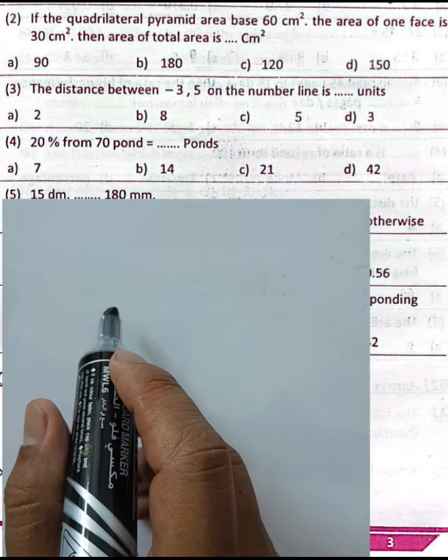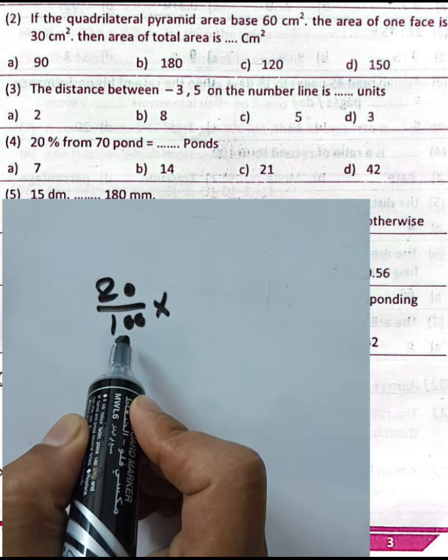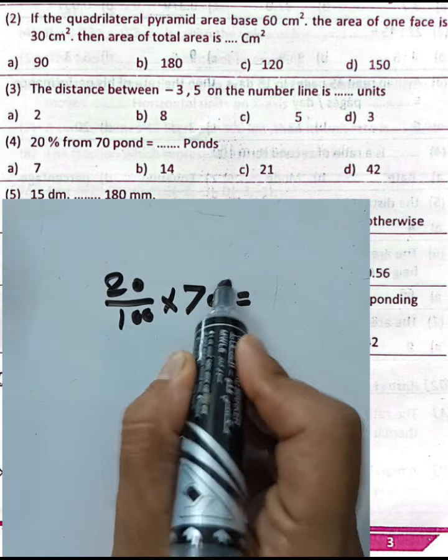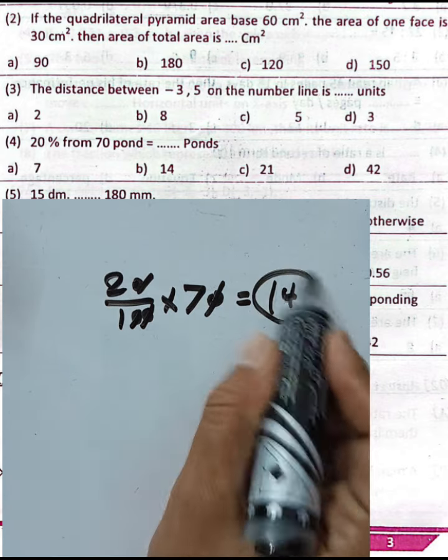Question number 4, 20% of 70 pounds equals blank pounds. We have 20%, it means 20 over 100, times 70. Cancel 0 by 0 and 0 by 0, divided by 10, okay, and 2 times 7 equals 14. Then the result will be 14.